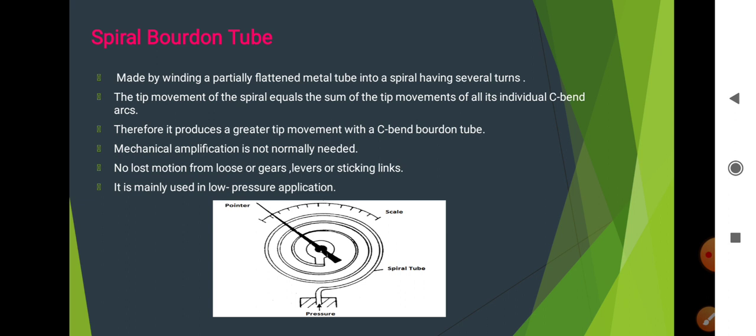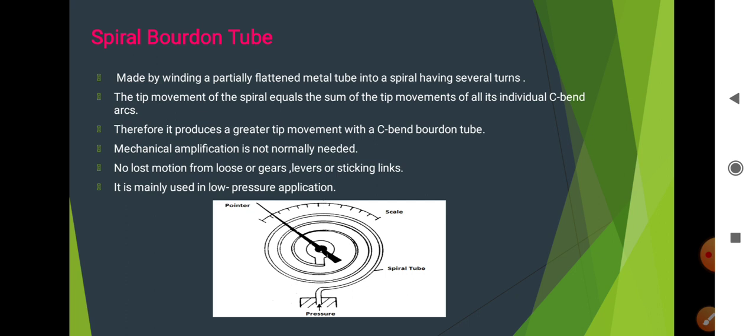First we will see the spiral Bourdon tube. From this figure we can see the construction of the spiral Bourdon tube. It is made by winding a partially flattened metal tube into a spiral having several turns, so there are a number of turns. There is one limitation in the C-type Bourdon tube: it gives a very slow response when pressure changes. But here the tip movement is very large.